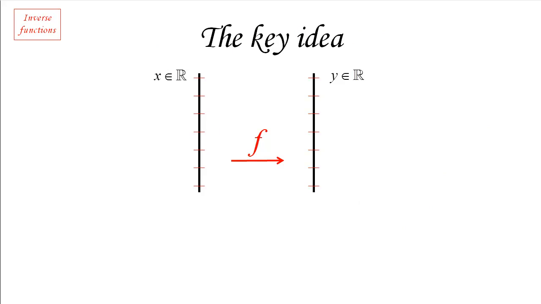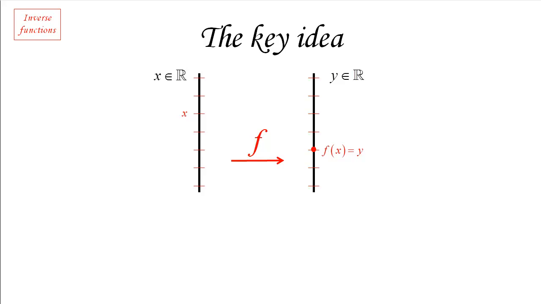So what is the key idea? Well, let me remind you of what a function is. A function is some kind of a process that takes a number and changes it into another. If we start with any number on the left hand side, this function will change it to a number on the right hand side. So we start from x and we construct f of x, which is some other number y.